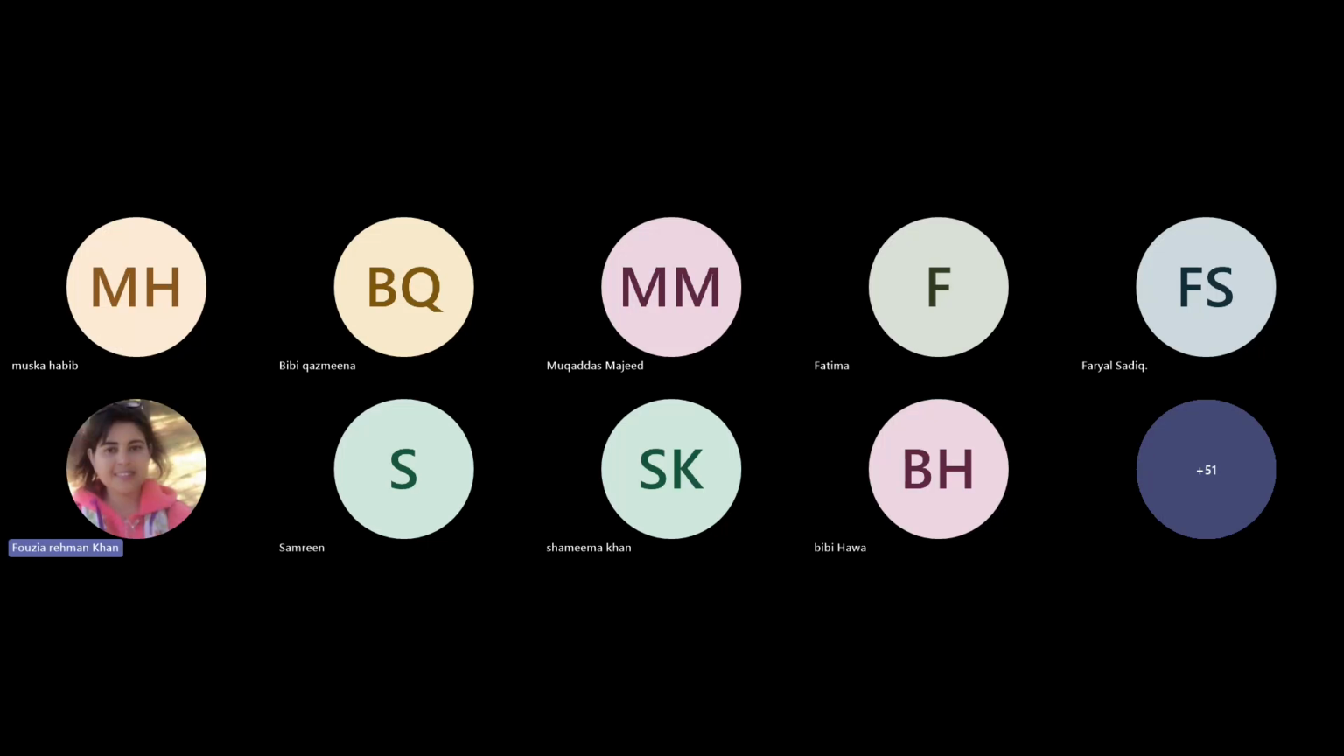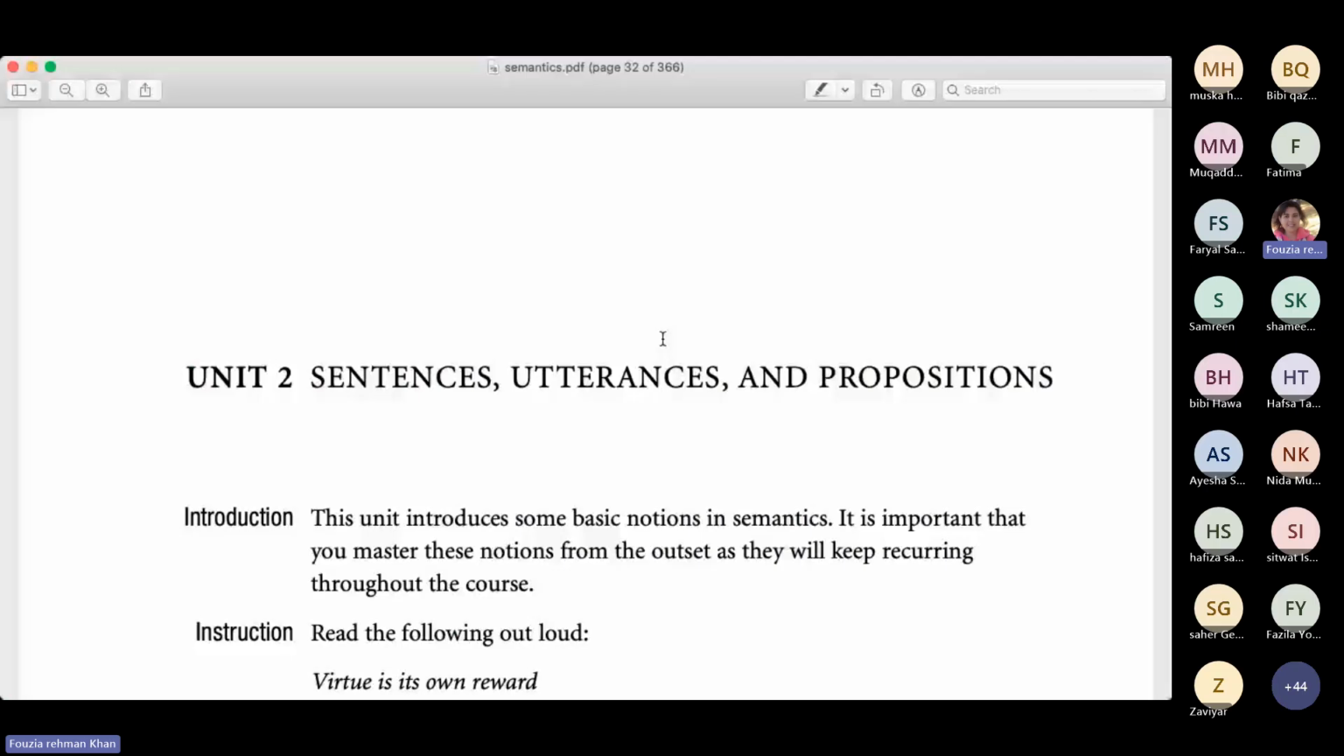So today we are going to talk about three things in Unit 2 of semantics. Three ideas, you may call them entities, you may call them terms in semantics, that we are going to learn, and we are going to differentiate through practice. These are sentences, utterances, and propositions.